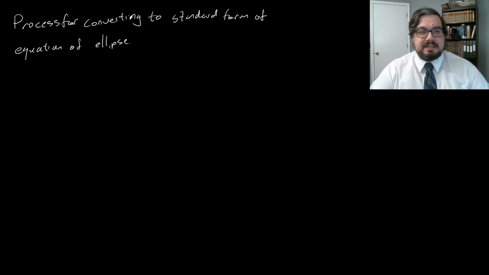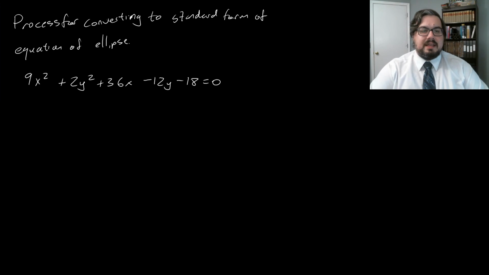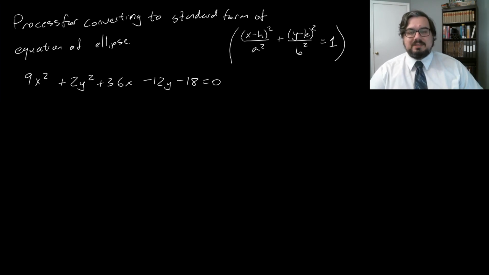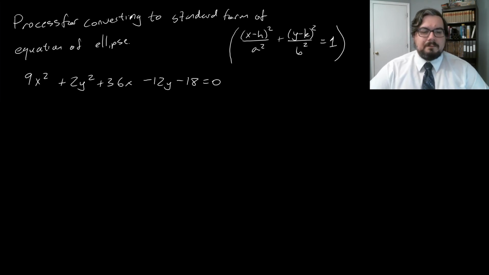And we're going to go ahead and use the example that we had last time in order to explain what's going on. So we get 9x squared plus 2y squared plus 36x minus 12y minus 18 equals 0. Now, remember that the goal is to get something of the form (x minus h) squared over a squared plus (y minus k) squared over b squared equals 1. Or perhaps the a and the b switched in this notation. But this is what we're going for.